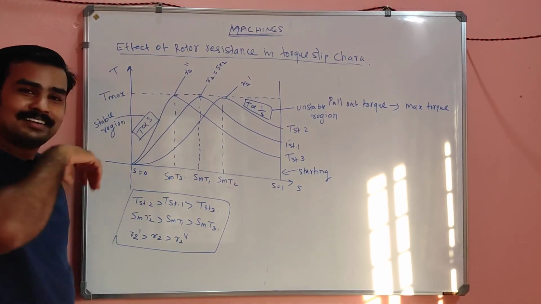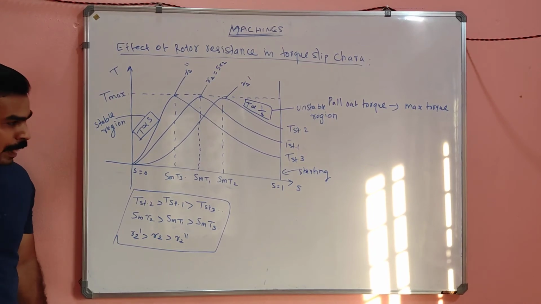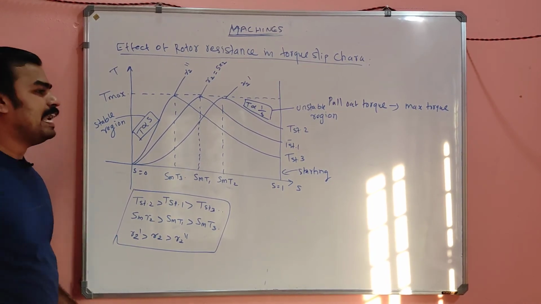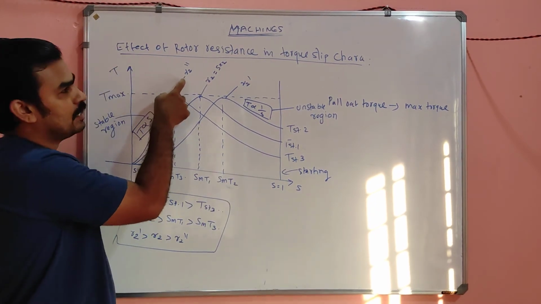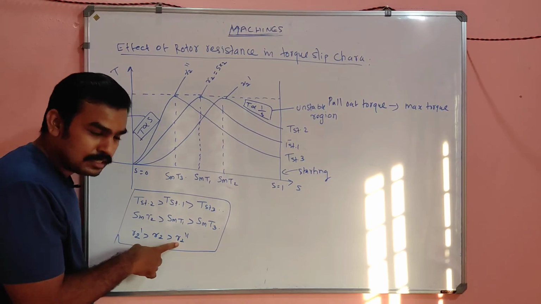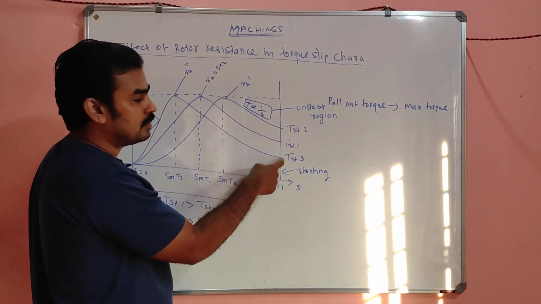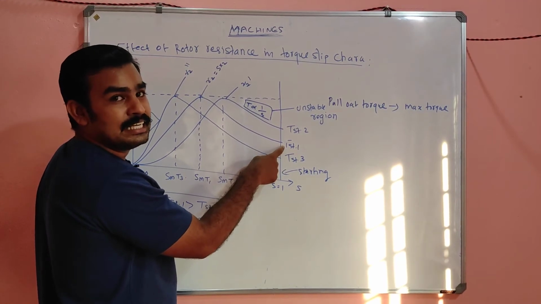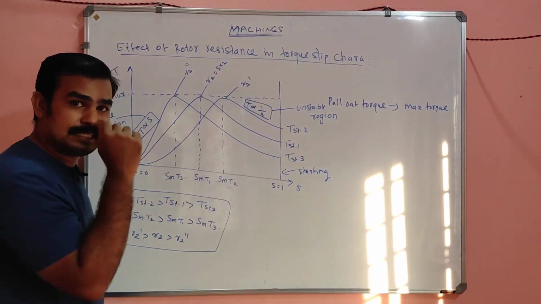That means it's a constant. It's independent of R2. Again, you decrease the resistance, say it is R2 double dash. You decrease the value, the least resistance, R2 double dash. What happens? It may start from here, because the starting torque is less compared to the first stage. It is again lower than TST1, so it will be TST3.